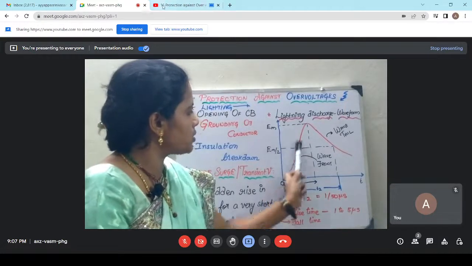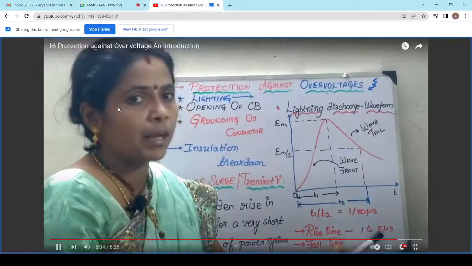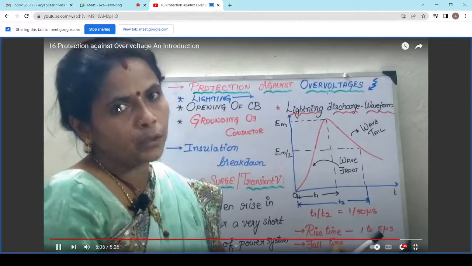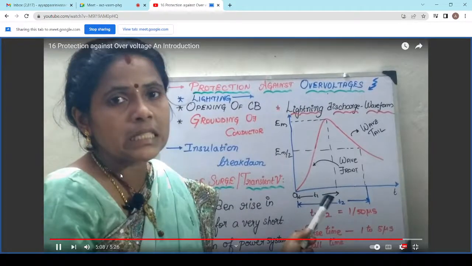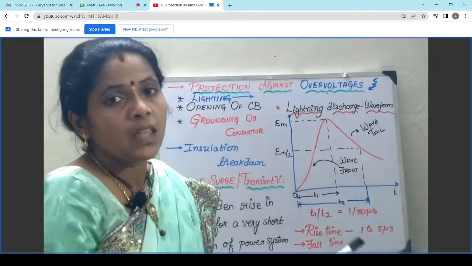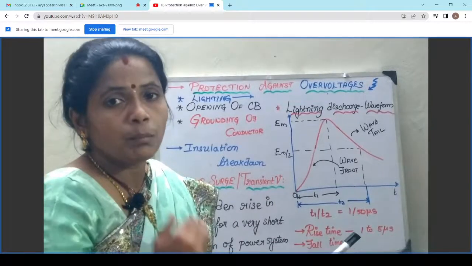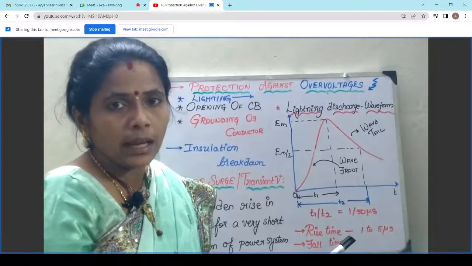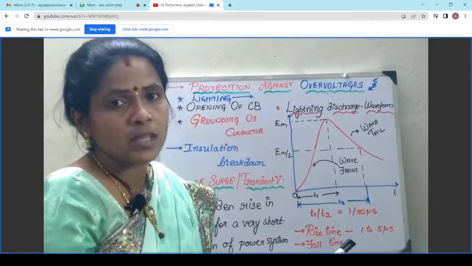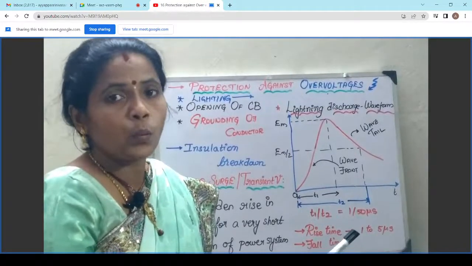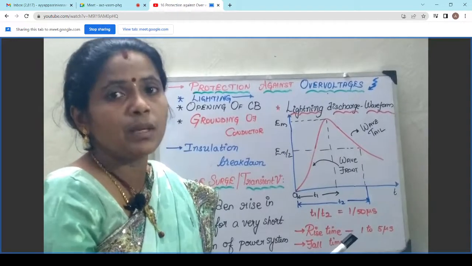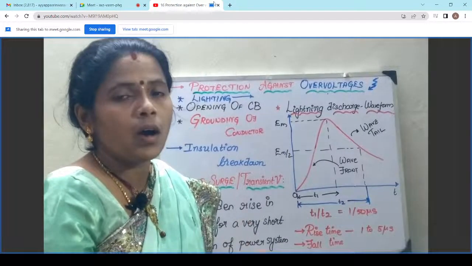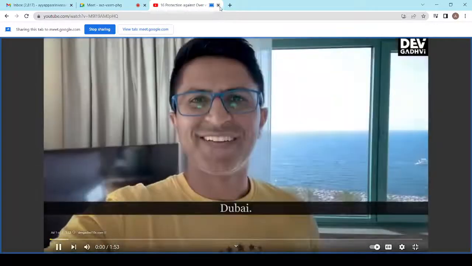Usually this rise time lies in the range of 1 to 5 microseconds. Since this is a very steep wave, it becomes utmost necessity that we protect the device either by using lightning arresters or by using some other means. With this, I conclude today's session. In the next session, we will be seeing about the causes of over voltages.